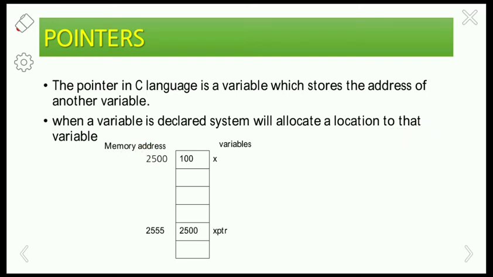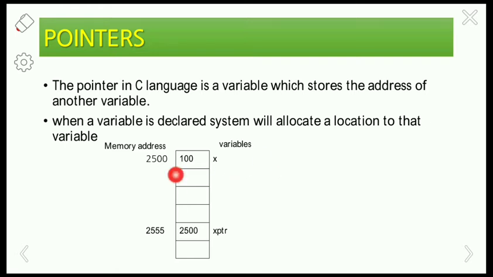A computer memory is divided into a number of cells, and each cell has a memory address. Here each cell occupies 1 byte of data. If you observe, this is the computer memory, divided into a number of cells, and each cell occupies 1 byte of data.